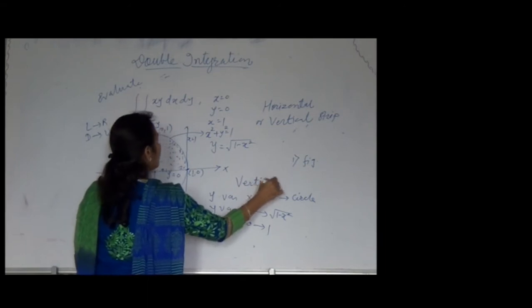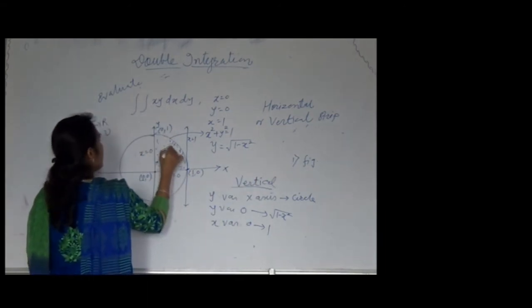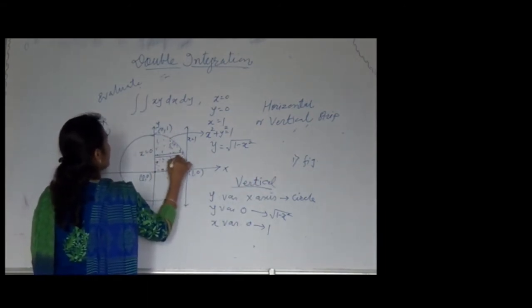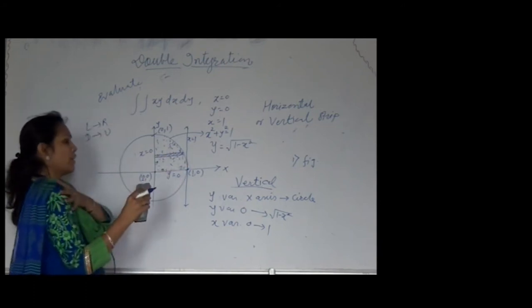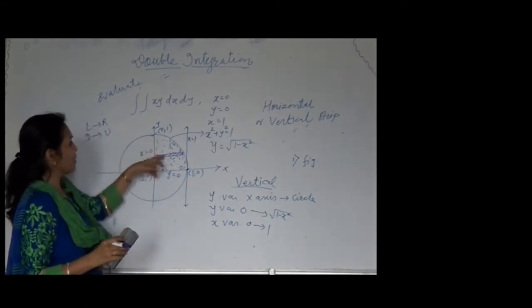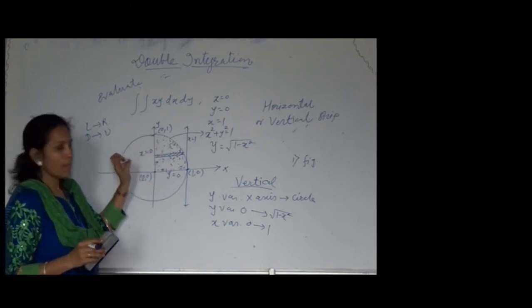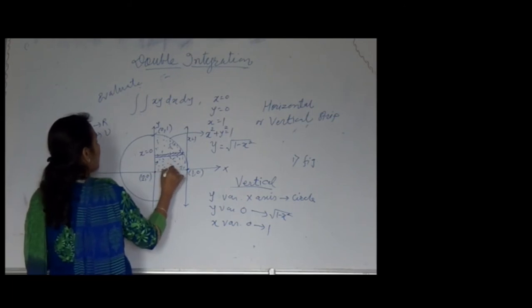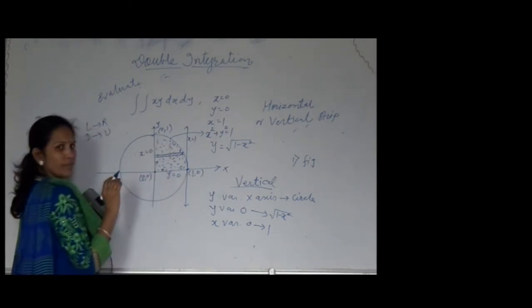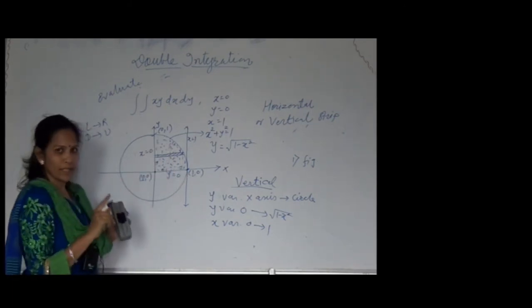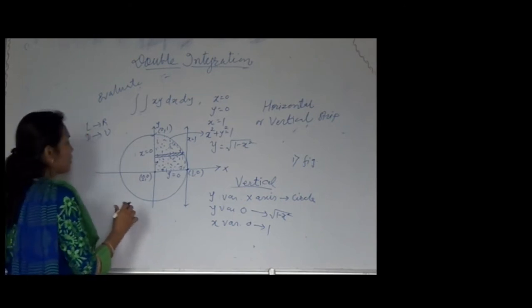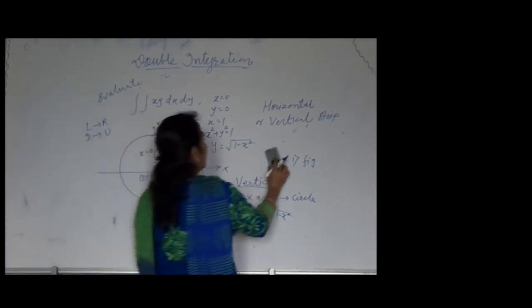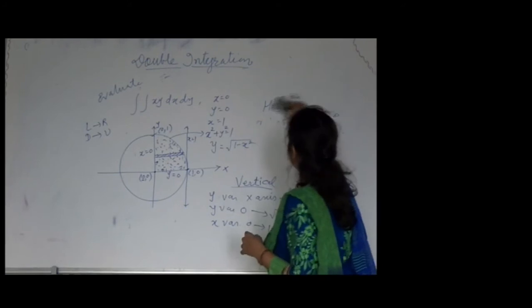But I want now the horizontal strip. So let's draw the horizontal strip here. Anywhere, again check back whether the strip you are drawing lies in the same region or not. Horizontal strip is drawn. Now you see where the strip lies: on the horizontal axis, the x axis. So think about x first. So let's write the limits for the horizontal strip now.